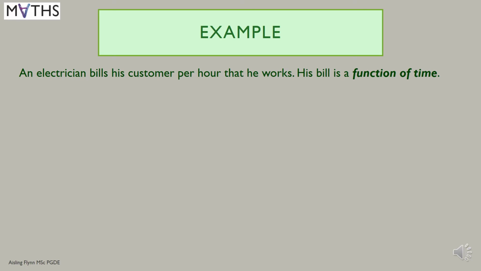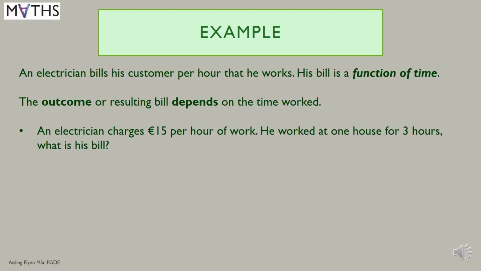We'll begin with an example. An electrician bills his customer per hour that he works. His bill is a function of time, so it's something that changes with time. The outcome or resulting bill depends on the time worked.